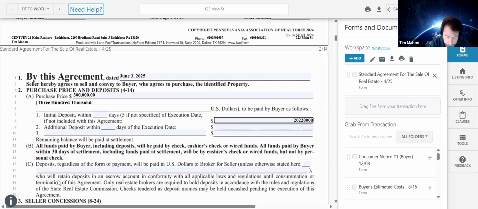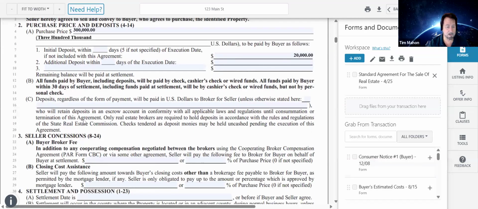Here it is. Oh, it did go in there. Yeah, okay. So $20,000 down. I don't need anything filled in here. There's no additional deposit needed, so we can skip that. Sometimes if people don't have all the money now and they want to put 5,000 down now and 15,000 in 2 weeks, we would use this second line. Otherwise, I generally don't use it.